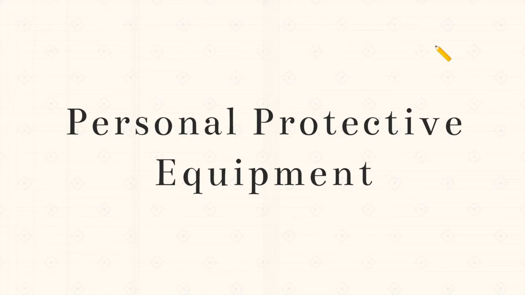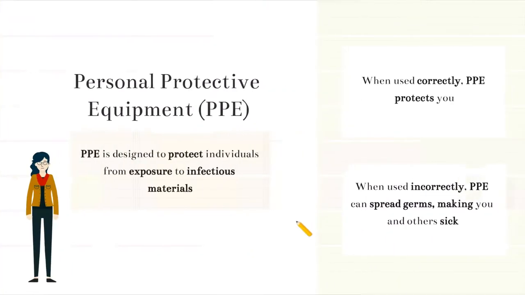In this lesson, we're going to discuss Personal Protective Equipment, or PPE. PPE is designed to protect individuals from exposure to infectious materials. When we use PPE correctly, it protects us from exposure. However, when we use it incorrectly, we can actually spread the germs and make ourselves or others sick.